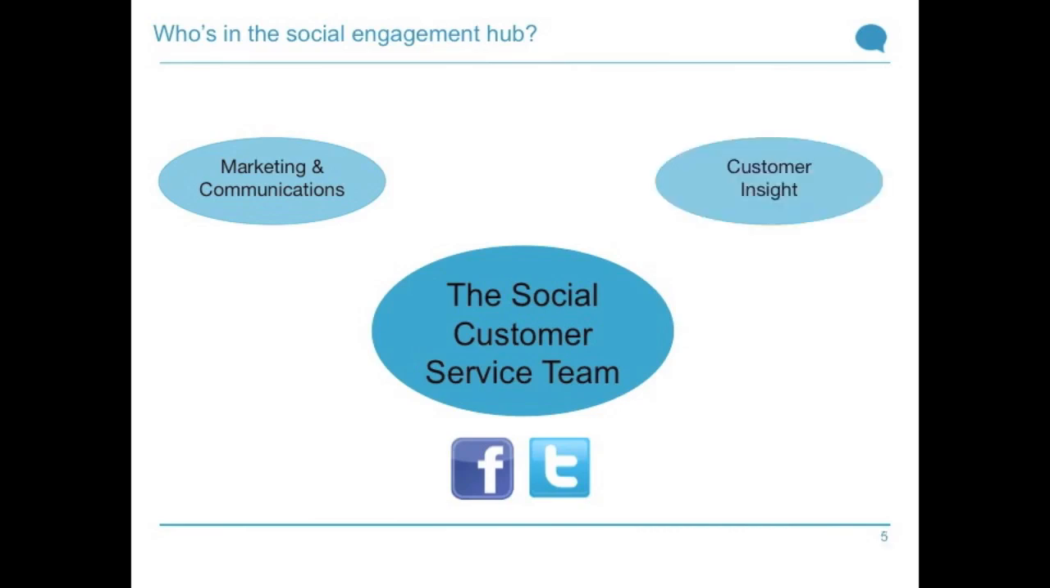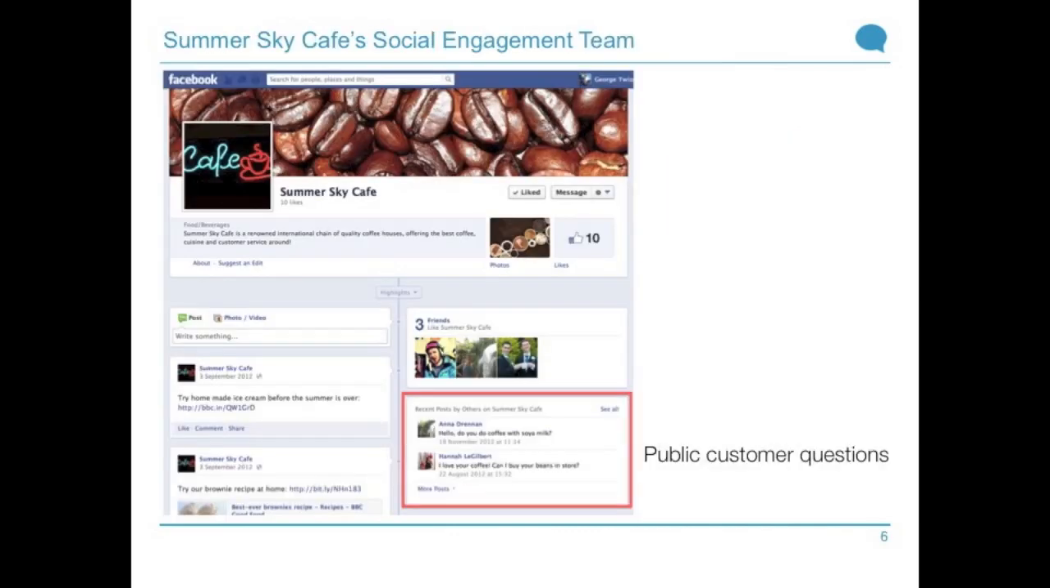On the next slide, we have our customer insight team. These are the customer insight and research and development teams who may already exist within your organization, and really allowing them into this social engagement hub, where they're going to be able to get a huge amount of information from what's already happening out there. When your social customer service team is feeding back a lot of great information and data, this gives the customer insight team the ability to make real business changes and benefits on that.